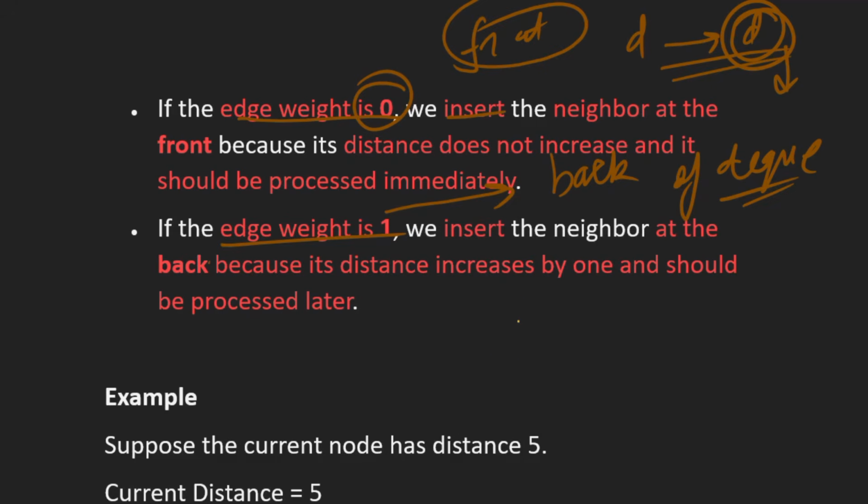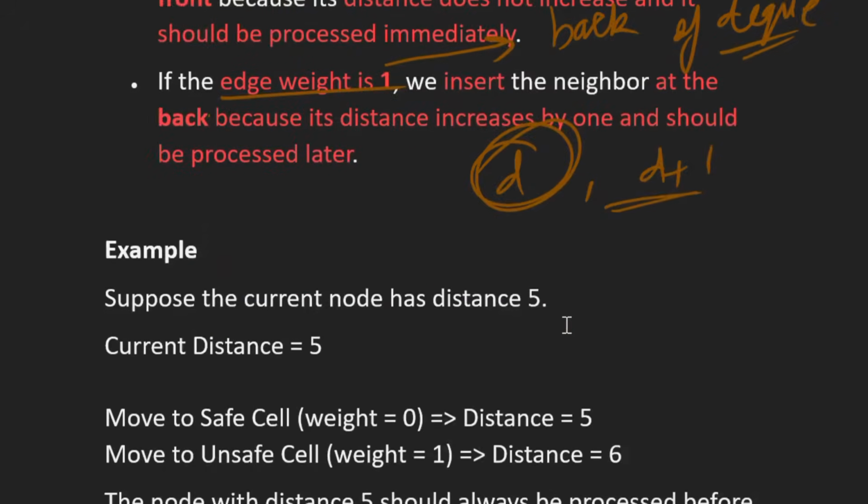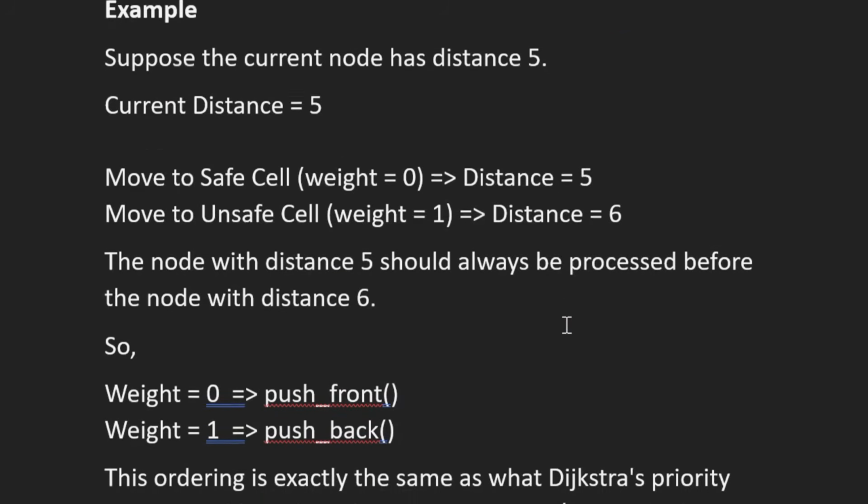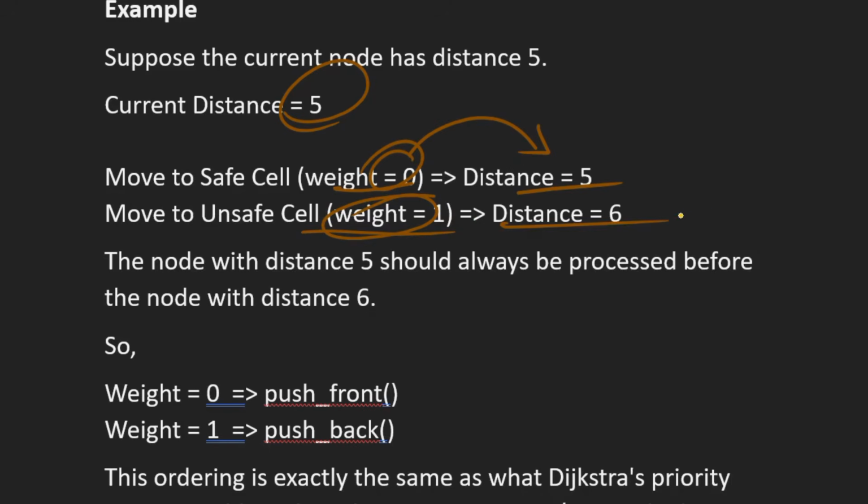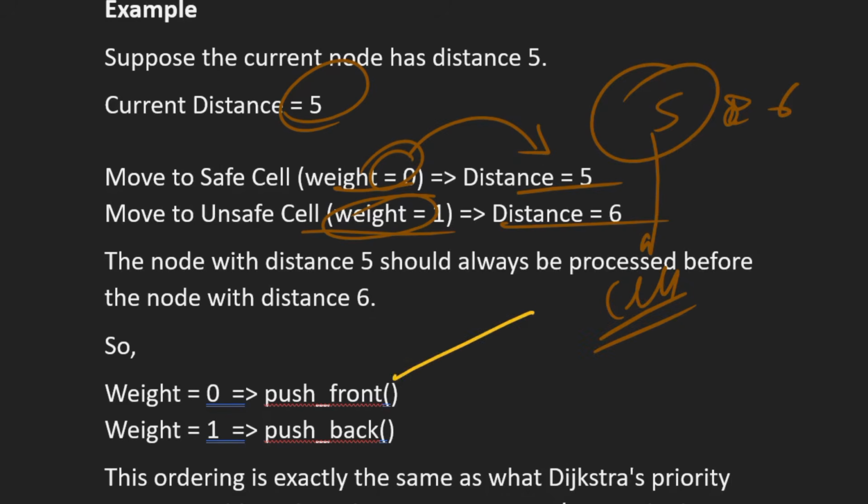So suppose you have two nodes, one with distance d and one with distance d plus 1, then we'll give priority to the node with distance d and process it first, right? So this is an example: if our current distance is 5, and we move to a safe cell whose weight is 0, then the distance will remain 5. And if we move to an unsafe cell, the weight is 1, so the distance will become 6. So out of this 5 and 6 cell, we'll give priority to this cell and process it first. That's why we'll push it in the front of the dq, right?